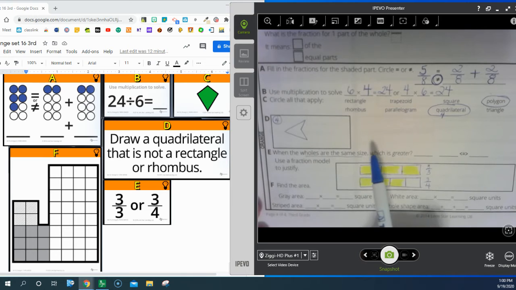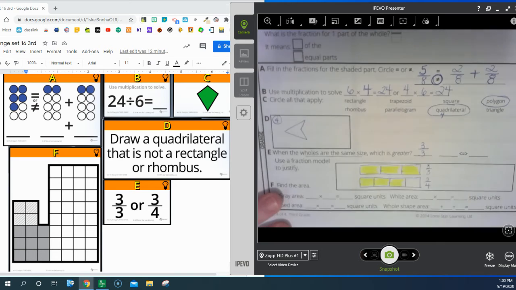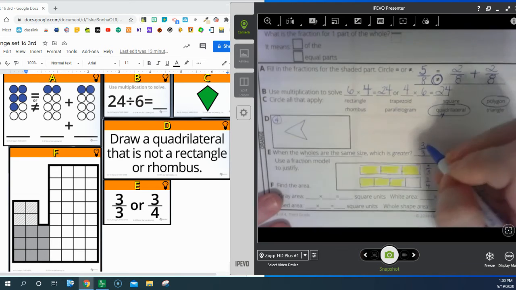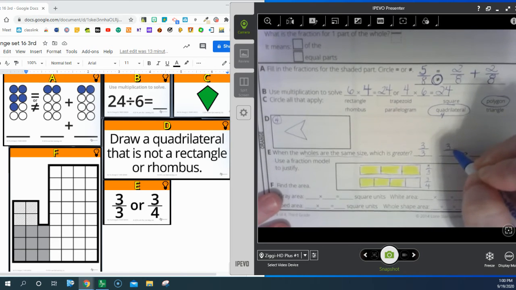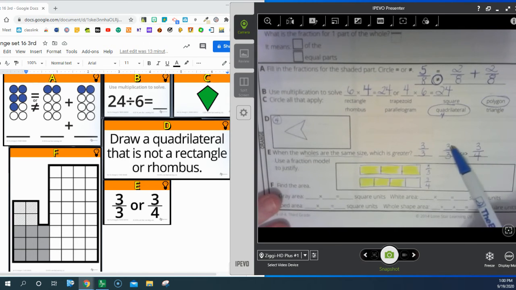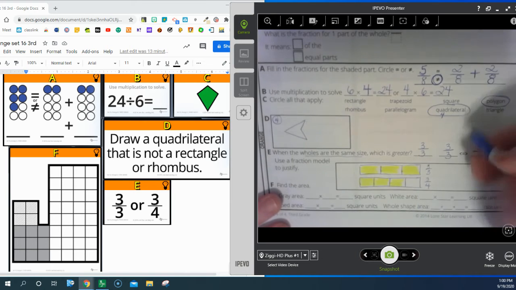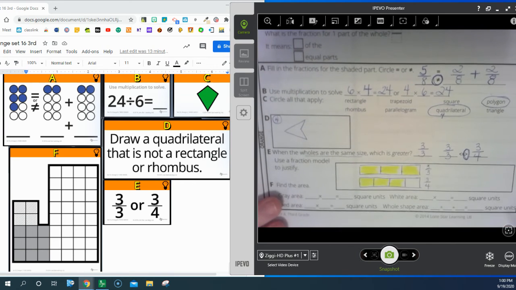Now they want us to see which is greater. So if 3/3 is listed first on the card, I'm going to put 3/3 first. Oh, wait, that's the answer. Okay. So let me write 3/3 here and 3/4 here. And let's see if this is our answer. 3/3 is a whole. And you can tell by our model that it is greater than 3/4. So which is greater? 3/3.